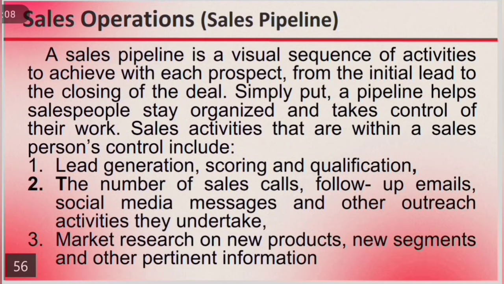Sales operations. Number 3, sales pipeline. A sales pipeline is a visual sequence of activities to achieve with each prospect, from the initial lead to the closing of the deal. Simply put, a pipeline helps salespeople stay organized and take control of their work. Sales activities that are within a salesperson's control include: number 1, lead generation, scoring and qualification; number 2, the number of sales calls, follow-up emails, social media messages, and other outreach activities they undertake; number 3, market research on new products, new segments, and other pertinent information.